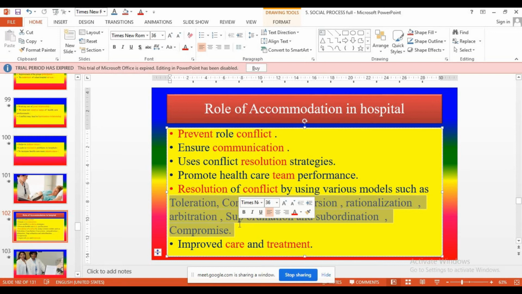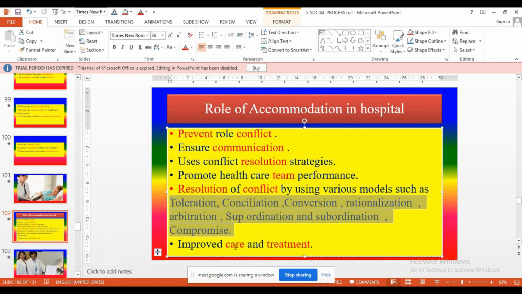So, which is named as accommodation. This concept is very much used in management, hospital management, and mainly nursing administration and management in the 4th year.